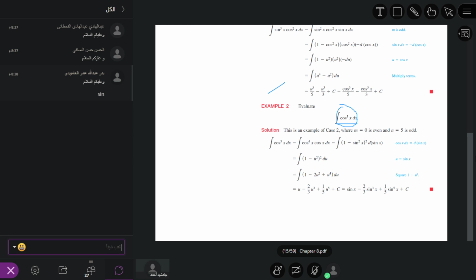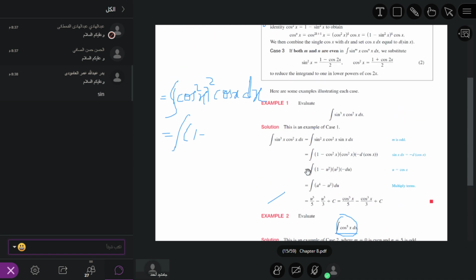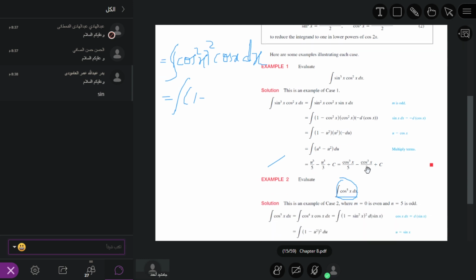Now we convert cosine into sine. What formula we will use? The same trigonometric identity. So 1 minus sine square x whole square times cosine x dx.